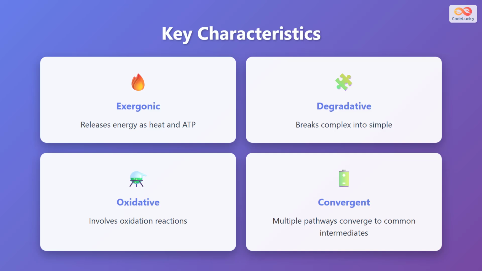Catabolic reactions have four key characteristics. First, they are exergonic, meaning they release energy in the form of heat and adenosine triphosphate, or ATP. Second, they are degradative, breaking complex structures into simpler components. Third, they are oxidative, involving oxidation reactions where electrons are removed. Fourth, they are convergent, meaning multiple different pathways converge to produce common intermediate molecules.